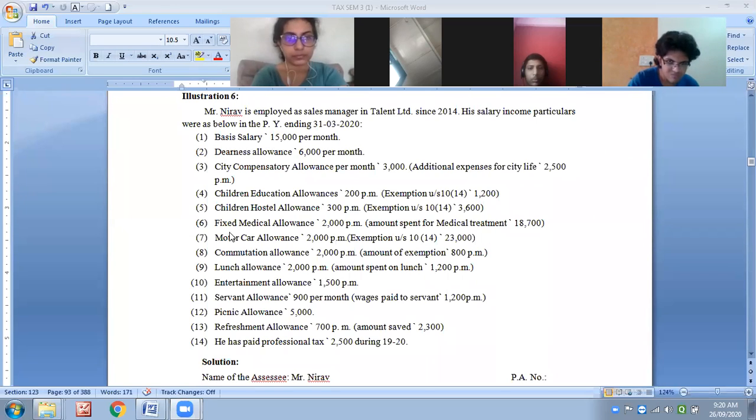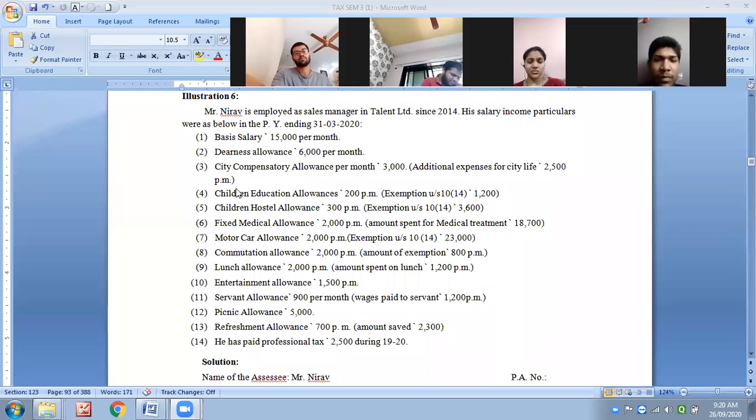See, this has been given with the different nomenclature under section 10, subsection 14. Traveling allowance, commutation allowance, everything is from home to office. So it is fully taxable. And whatever the amount has been given as an expense, that will be allowed as a deduction or exemption.